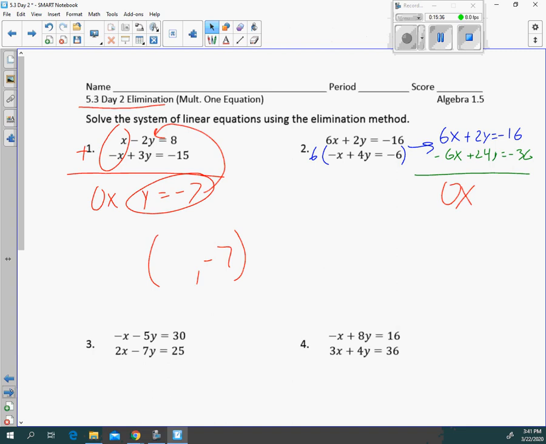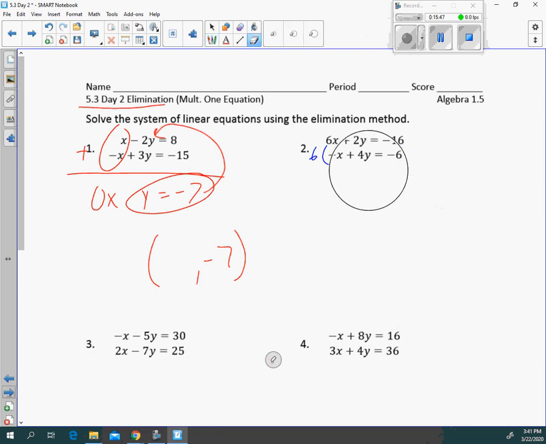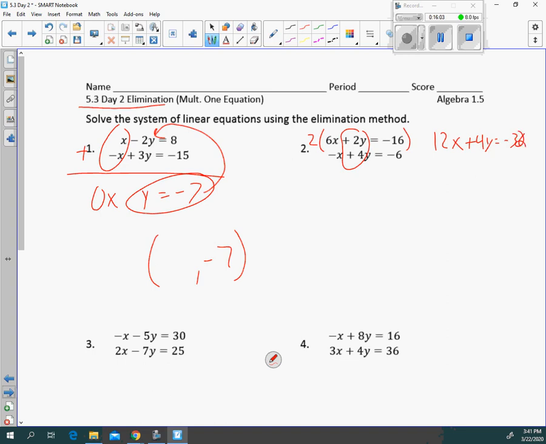Okay? Someone else might do this same problem differently, but they'll get the same answer. That's the nice thing about math, there are two different ways to get there. I picked the 6. What happens if someone's like, well, Mr. B, can't I make those 4? Sure, go for it. We're going to have to multiply this by 2. That gives me 12x plus 4y equals -32. And on the bottom, I have -x plus 4y equals -6.